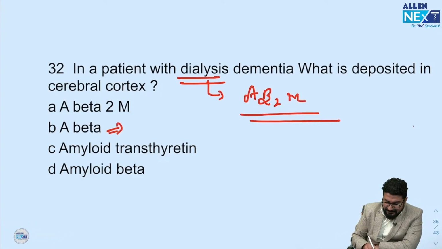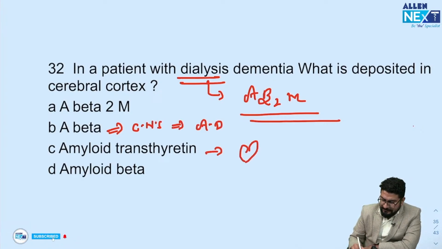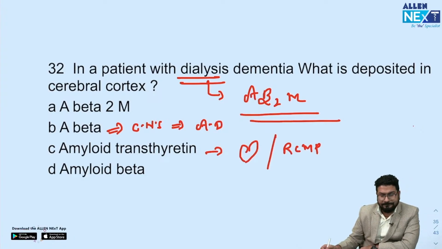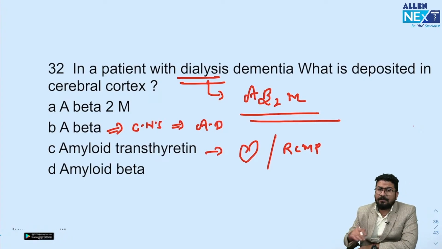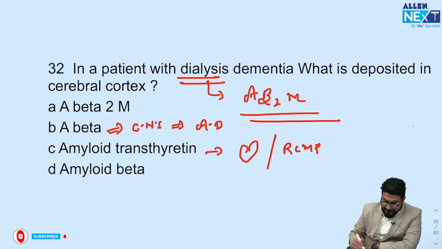A beta is seen in brain, in CNS, and it is seen in a patient with Alzheimer's disease. Transthyretin we see in heart, and it is seen in a patient with restrictive cardiomyopathy, RCMP, or sometimes it is seen in some familial form, like we call this familial amyloidotic polyneuropathy. Is it clear?